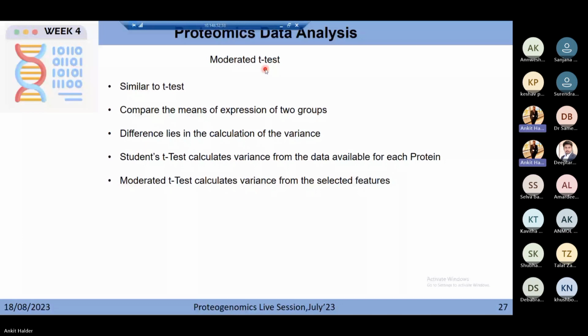I hope that you all know the t-test and the formula for how it is calculated. The Student's t-test calculates the variance from the data available for each protein, and the moderated t-test will calculate the variance from the selected features. So this is the only difference between your t-test and your moderated t-test, which generally gets preferred when we perform analysis with our samples.